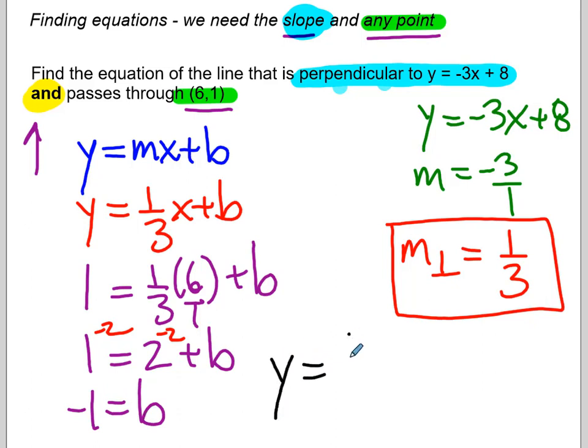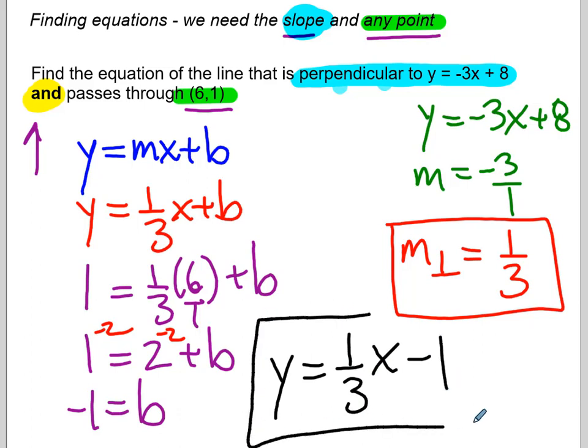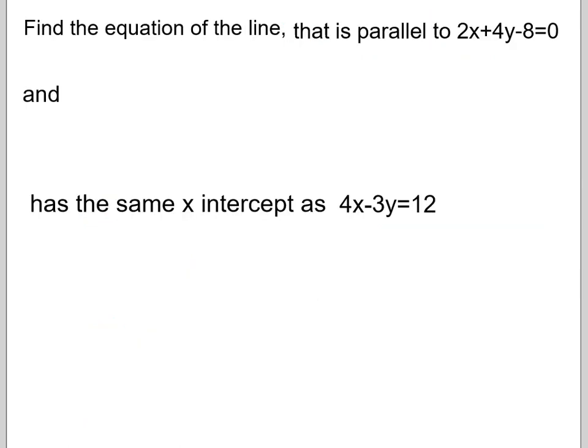let's bring it all together. There's the equation of the line that satisfies that criteria. Okay, so we're perpendicular to the line highlighted in blue, and we're passing through the point 6,1. And if you want to do a quick test, you should be able to substitute the point 6,1 into this, and it should make a true statement. Okay, we're almost done here.